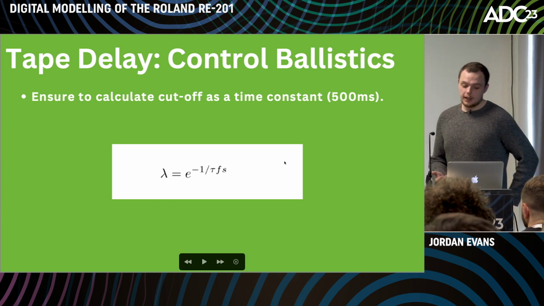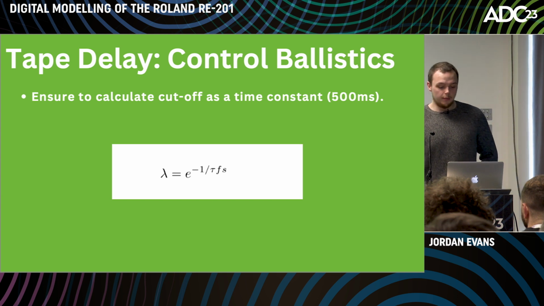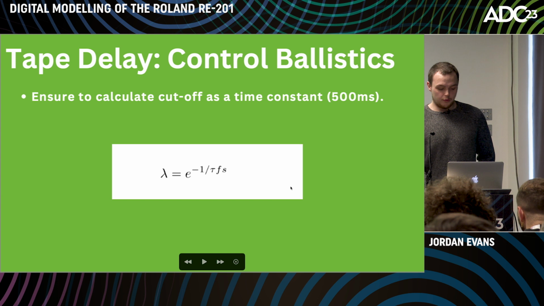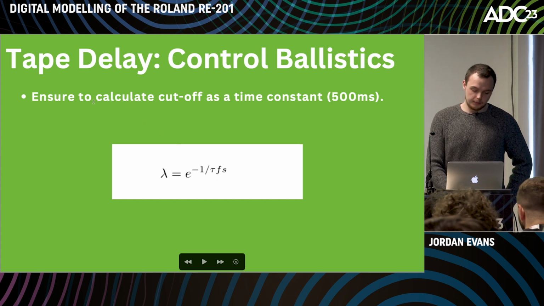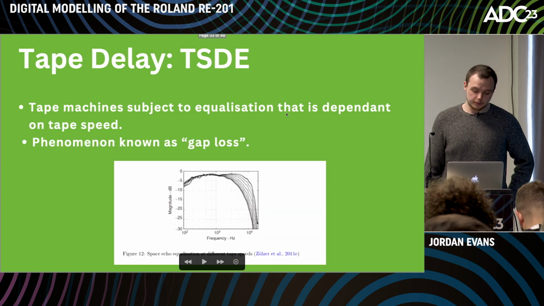It's important that we calculate our cutoff as a time constant and not frequency. And this is the equation to do that. Just be aware that tau is time in seconds. And I've used a time of 500 milliseconds.